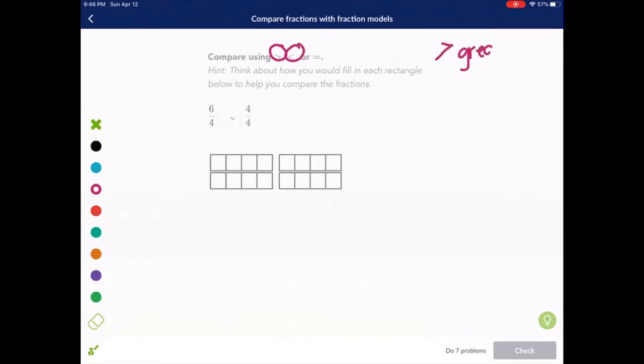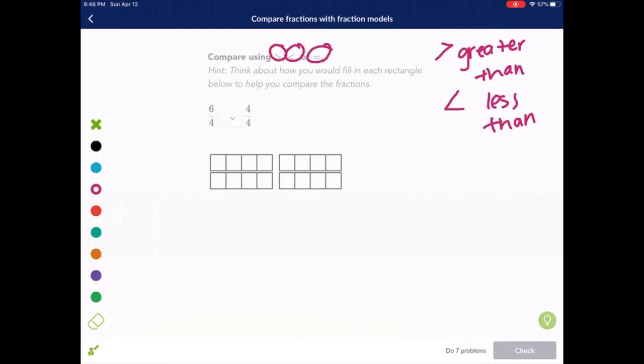So this one is greater than, and then less than, or equals. We know equal. Hint, think about how would you fill in each rectangle below to help you compare the fractions. Okay, so the first one is 6/4. The second one is 4/4.